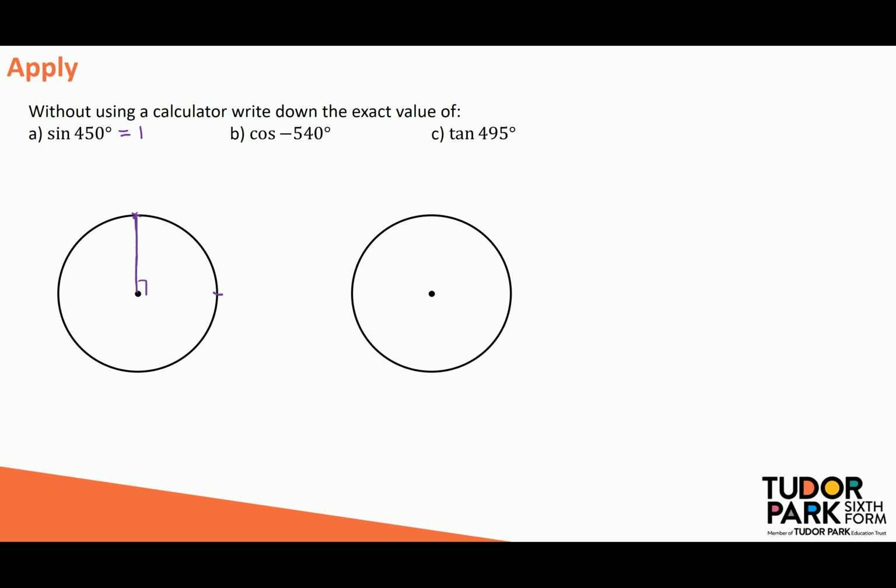Cosine of negative 540. Well, where I've got a negative angle, instead of measuring anti-clockwise, now I'm measuring clockwise, so I still start from 0. I'm now just wrapping round through minus 360 degrees, and then minus another 180 degrees takes me to this point here. So I'm looking at the value of cosine at this point here. Well, that's the minimum value of cosine, so this value here is negative 1.